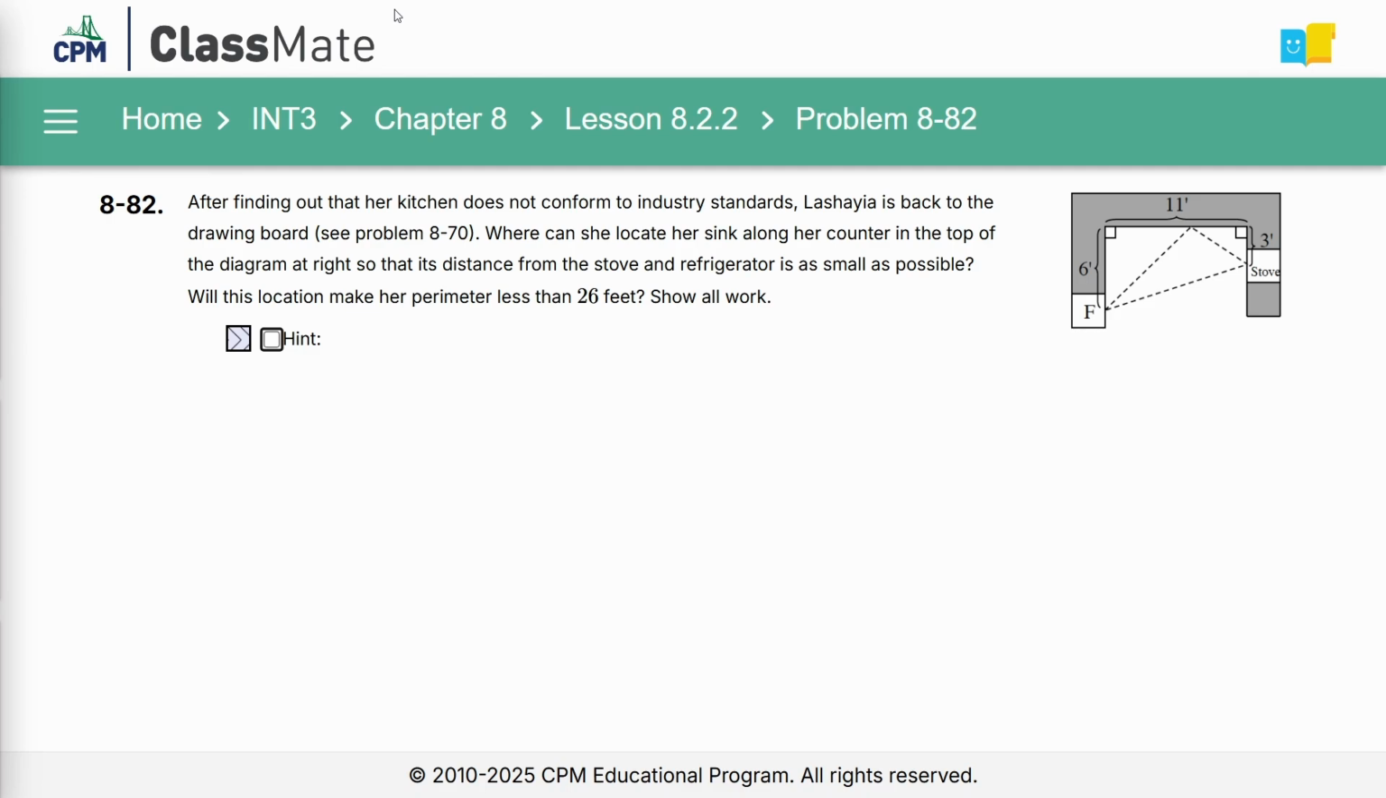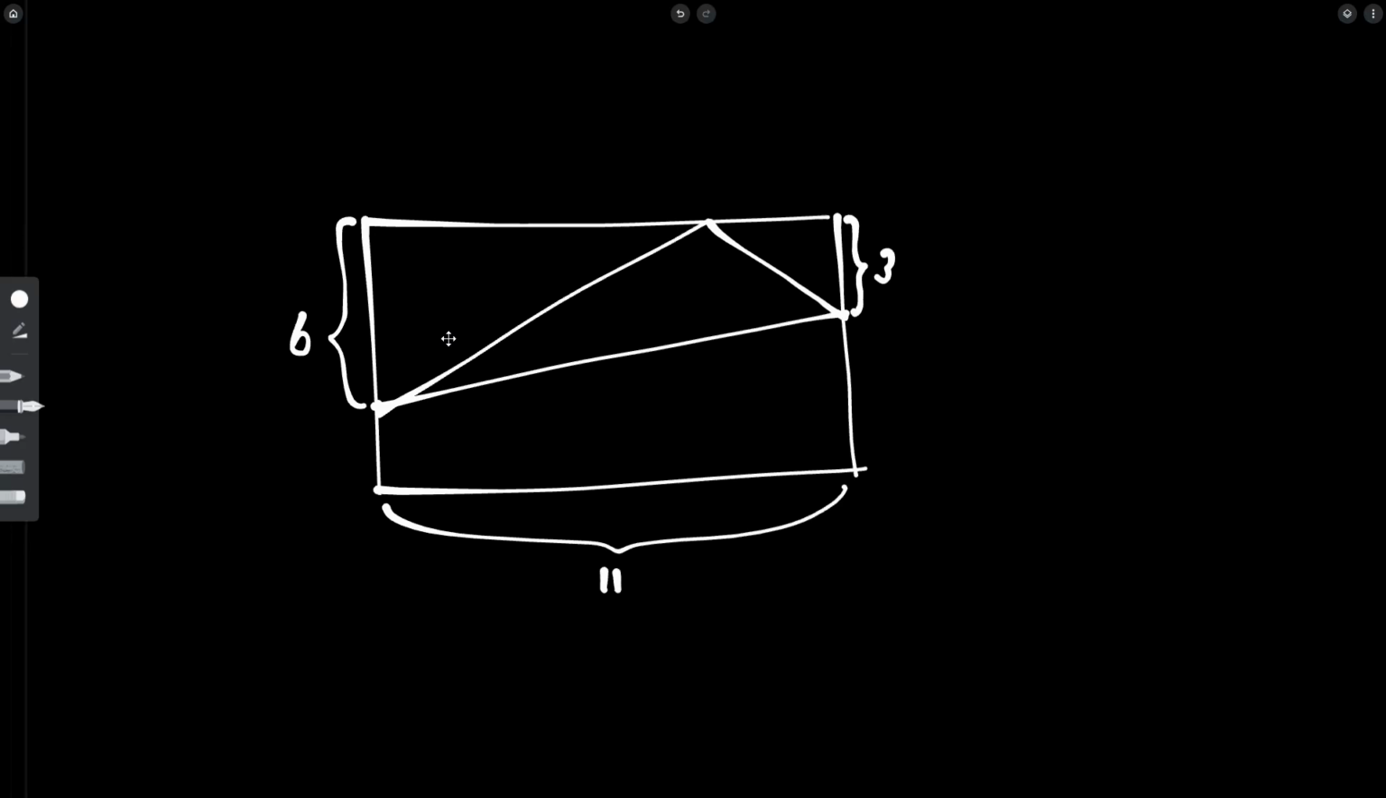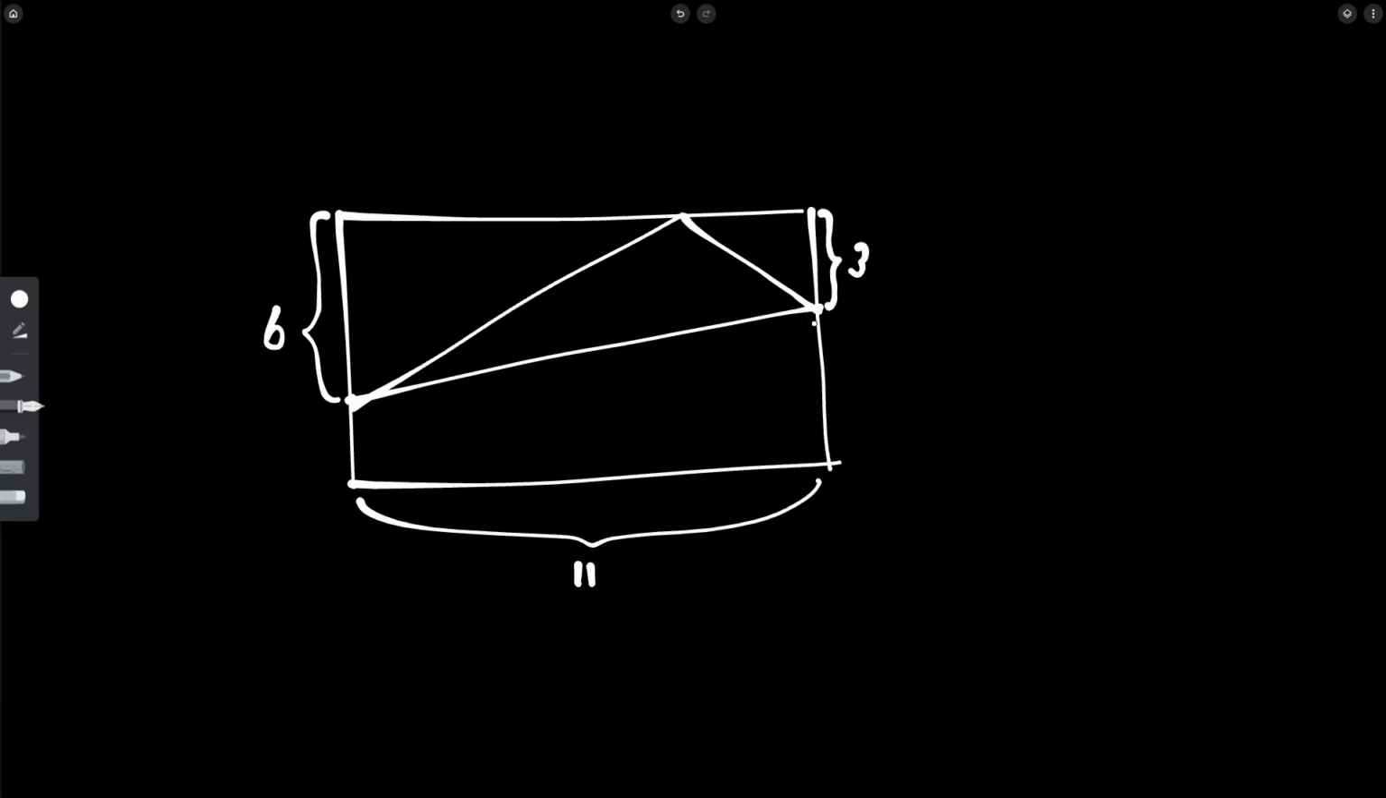Now, to solve this, I'm going to draw a figure and kind of demonstrate what I'm trying to do here. So, here is this figure that I've drawn here. It has all the same sides. This here is the stove, this here is the refrigerator, and this here is the sink. So we're trying to see, where does this point need to be for there to be the shortest path from point F to the sink and from the sink to the stove.